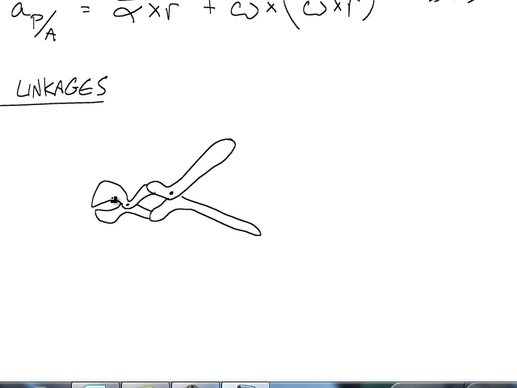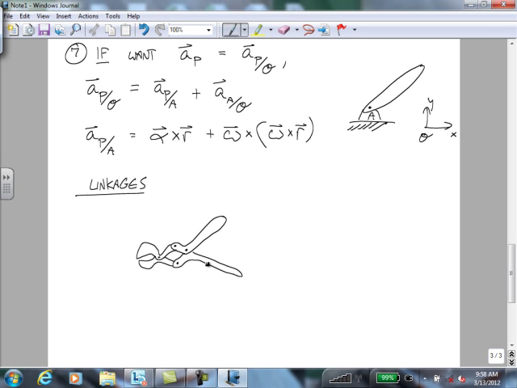So this pair of grippers is a linkage. It's a collection of rigid bodies connected by joints. Say that we knew external forces here at the head and external forces here on the handles. Could we calculate what the accelerations were on this thing?